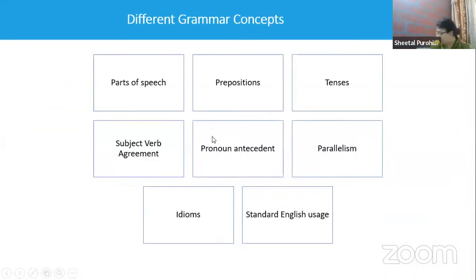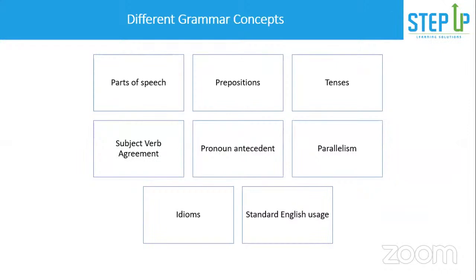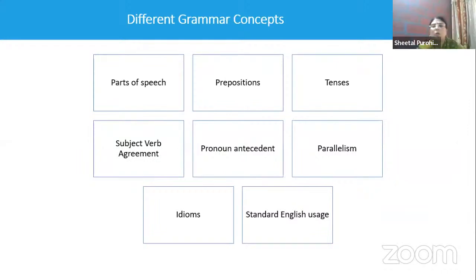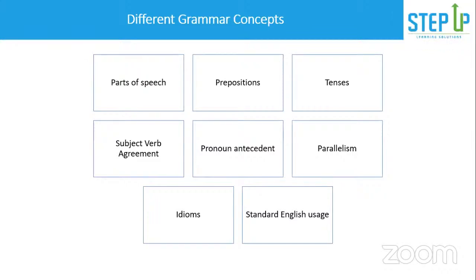So everybody is able to see the screen? Yes. Okay. So what we are going to discuss in this class of grammar, and in the further classes also, is the parts of speech. Could you tell me what the different parts of speech are? We have noun, pronoun, verbs, adjective, adverbs, preposition, and conjunction. There are 8 parts of speech.